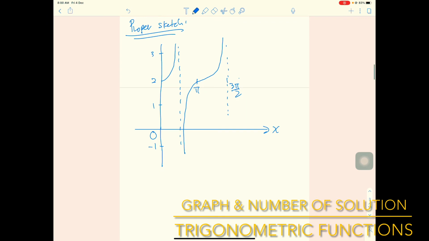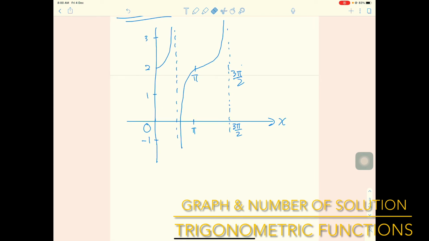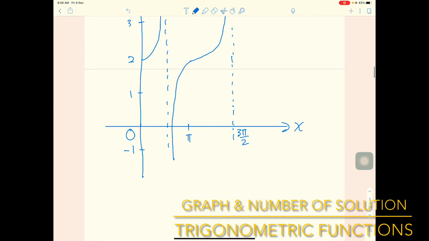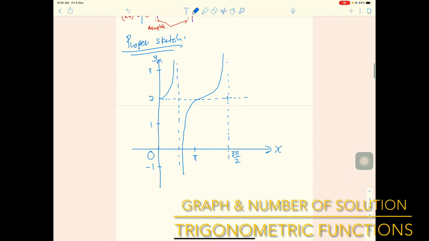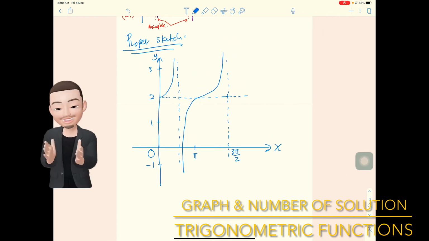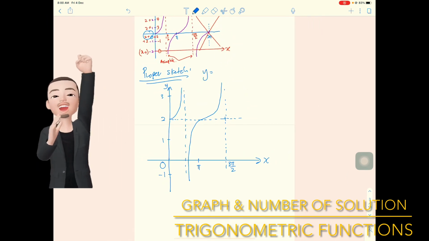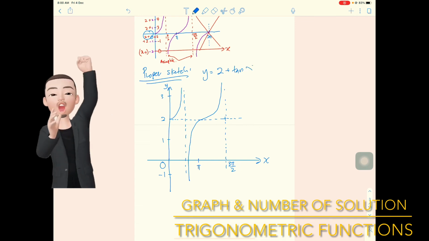So what is left? Let's say this is pi, and this is 3 pi over 2, and then delete the scale. Alright, like this. You can do, for example, this is the line y equals 2. So finish, and then touch up the y-axis and x-axis. So this is at least the proper sketch of y equals 2 plus tangent x.